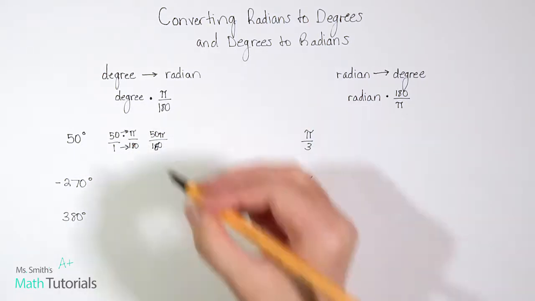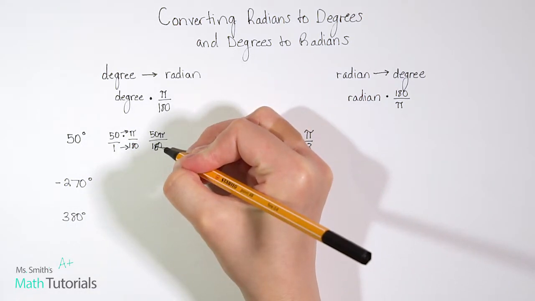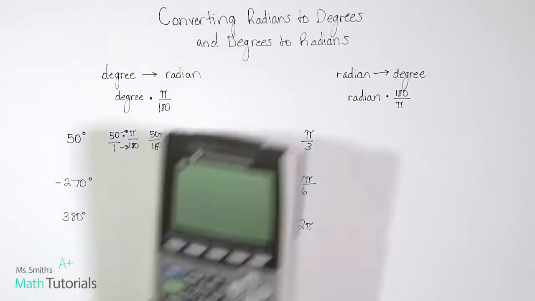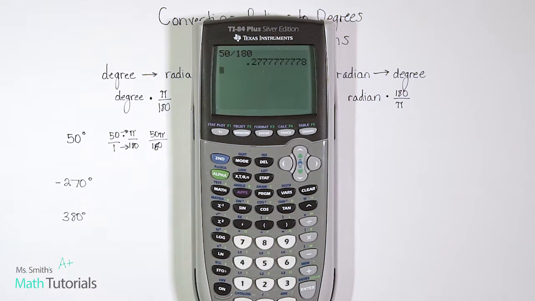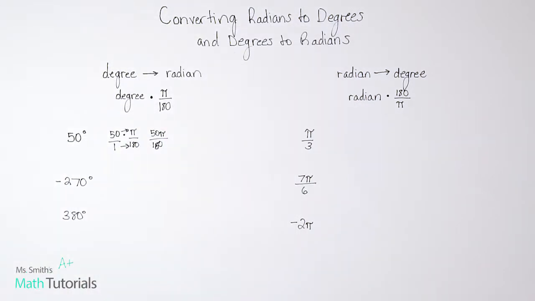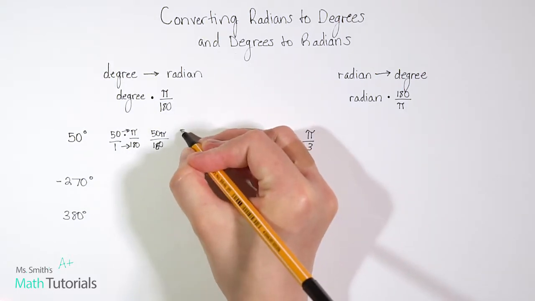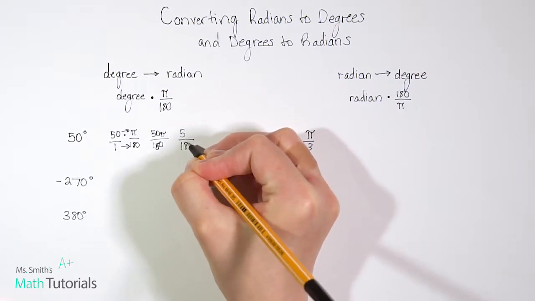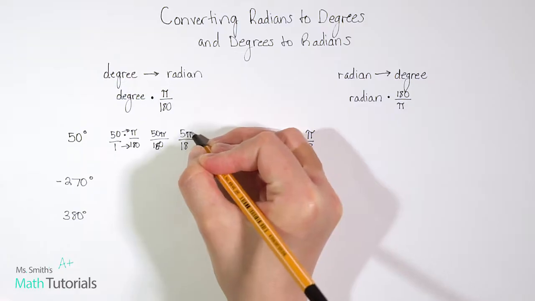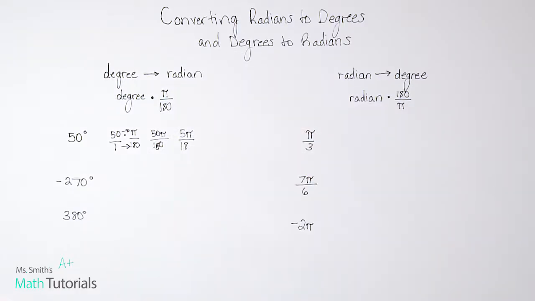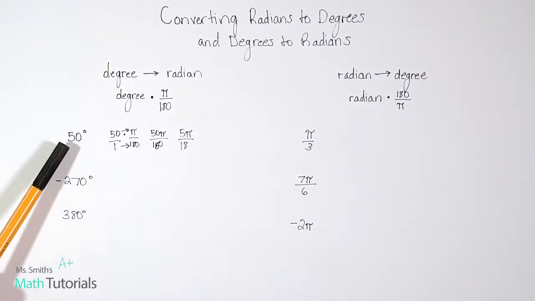And then we would want to reduce this 50 over 180. We get a long decimal. We want to see that decimal as a fraction, so we hit math, enter, enter. And we get 5 over 18. So our resulting answer would be 5 over 18, but don't forget we still have that pi in the numerator. So 50 degrees as a radian would be 5 pi over 18.